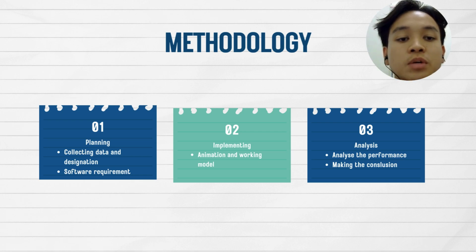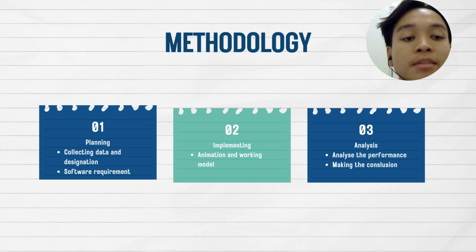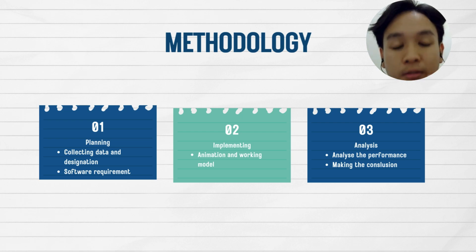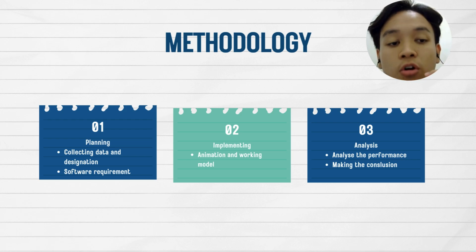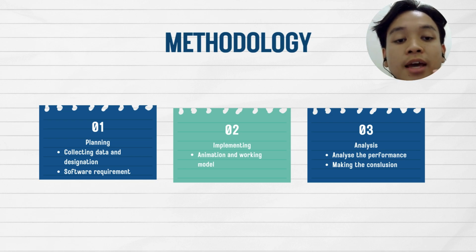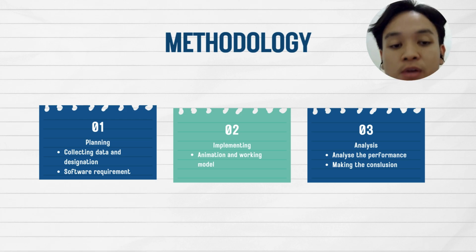The final phase was analysis. This is where we analyze the performance of the implemented model to ensure it met the set objectives and functions as expected. Finally, we use the insight from this analysis to draw conclusions about the project and its success. By following these three structured phases, we ensure the project was systematically planned, effectively executed, and thoroughly evaluated.